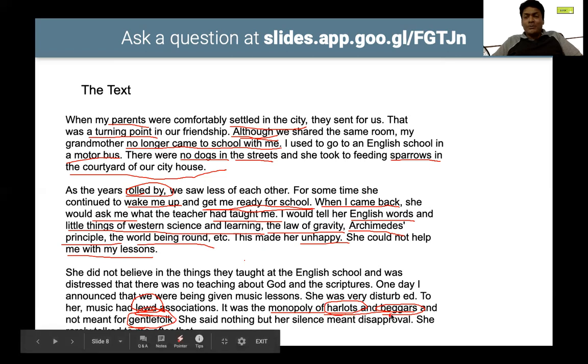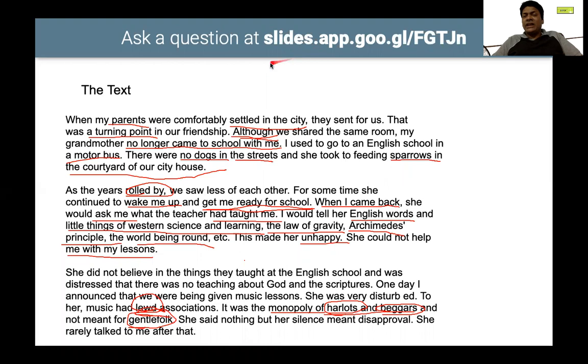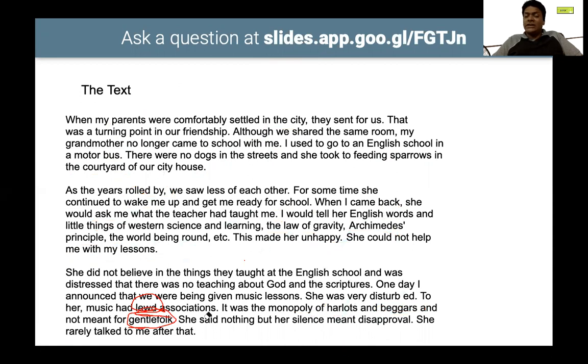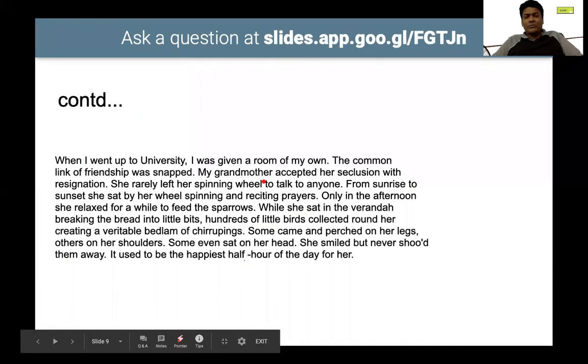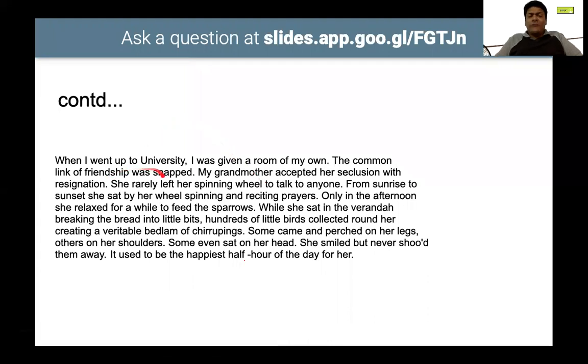And beggars who beg money by singing songs, right? So these were the things. The writer found changes in the city, right? So after coming from the village to the city, the writer found changes in his relationship with his grandmother in the city. So hope you understand. Okay, so let me continue the same third unit.